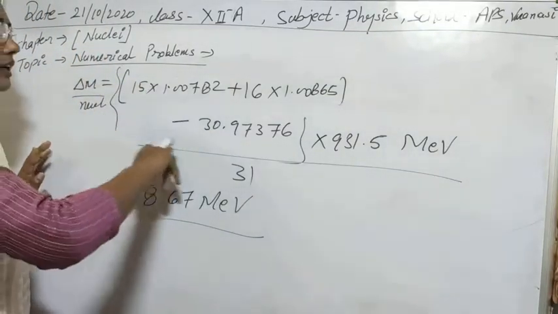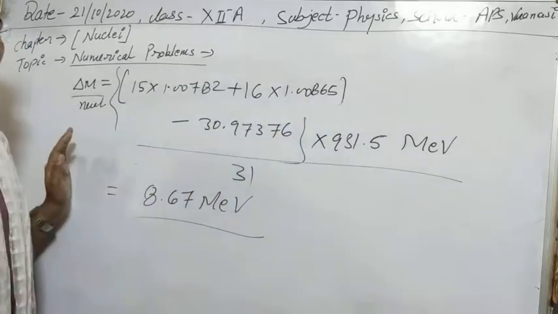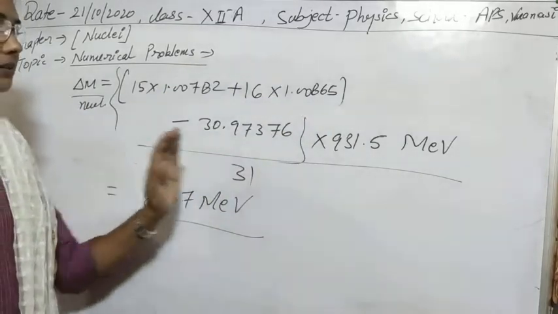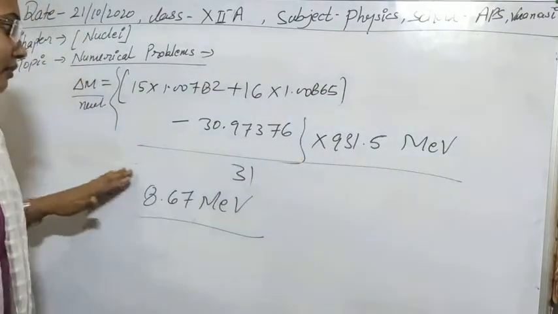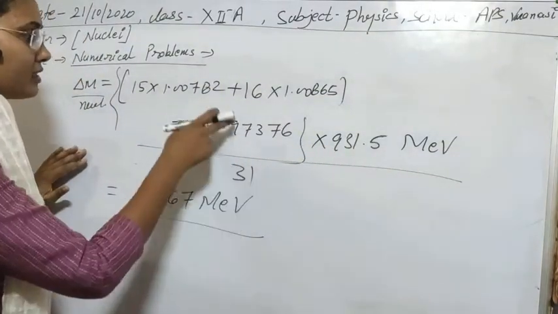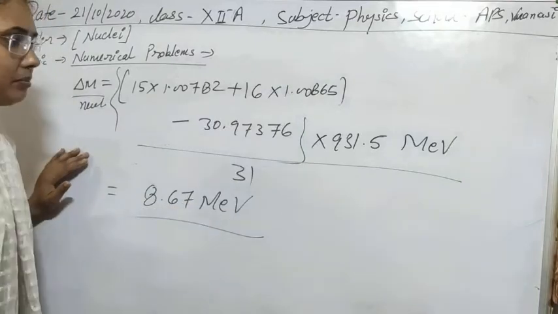So first, if we calculate the mass defect in atomic mass units, then after multiplying it, it will give us the value of binding energy. And if we divide it by the number of nucleons, that will give us the binding energy per nucleon.